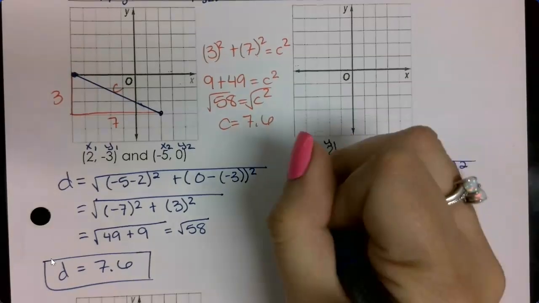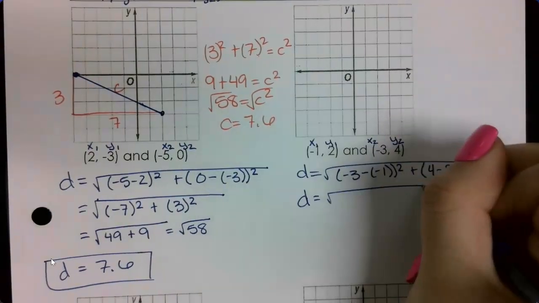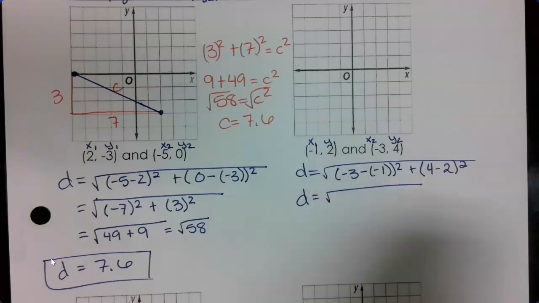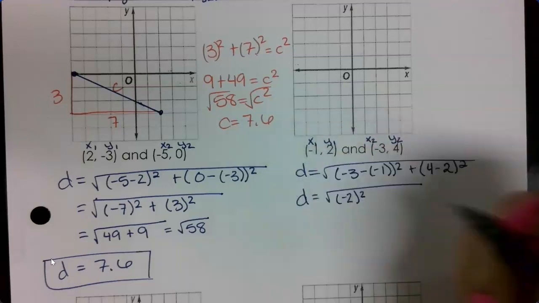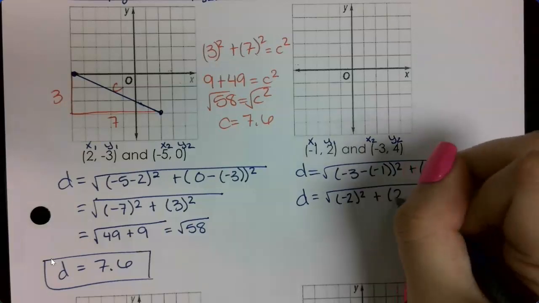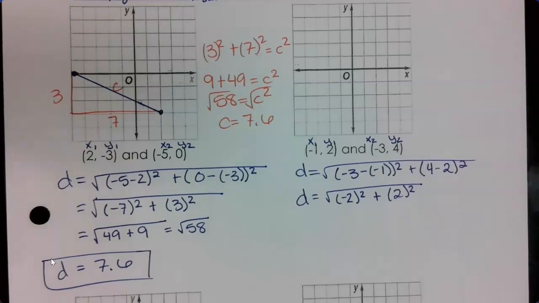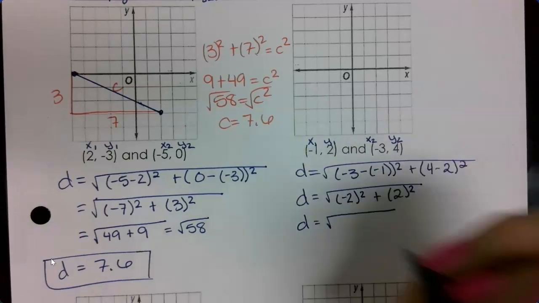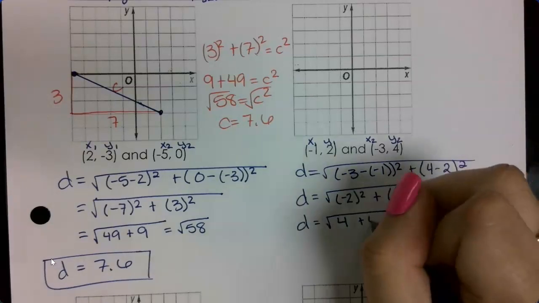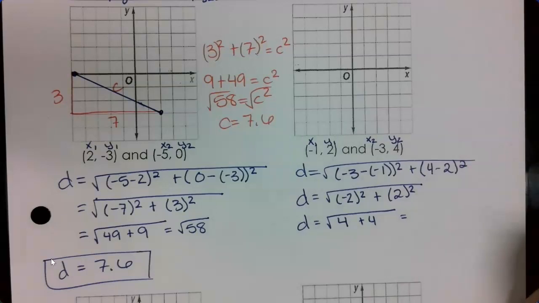Okay, what's -3 minus -1? No. Remember, this is the same thing as me saying -3 plus 1. -2. 4 minus 2? 2. What is -2 squared? 4. Positive 2 squared? 4. 4 plus 4?